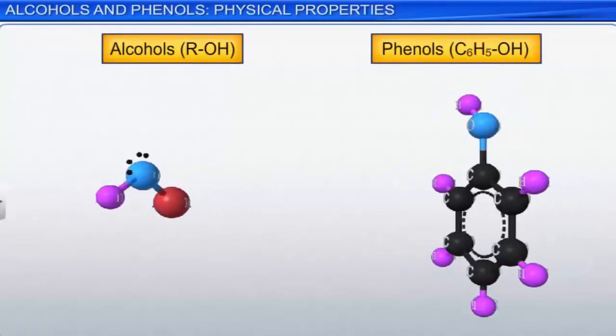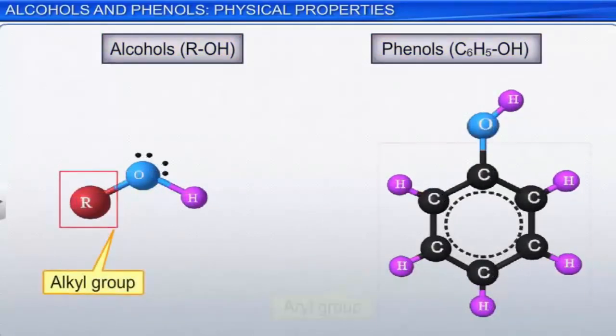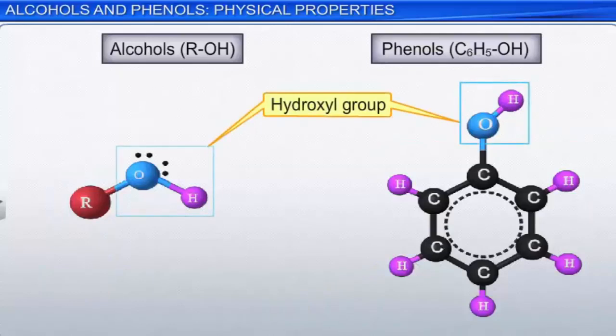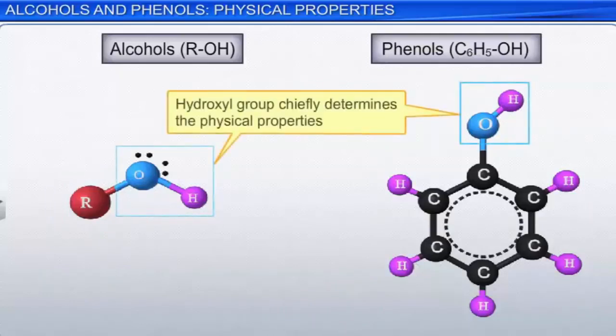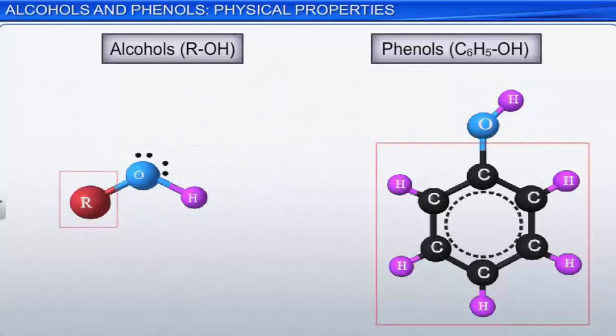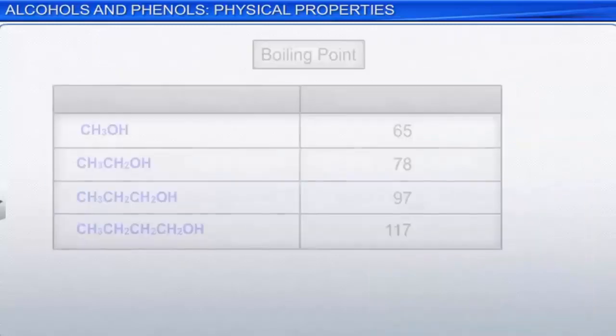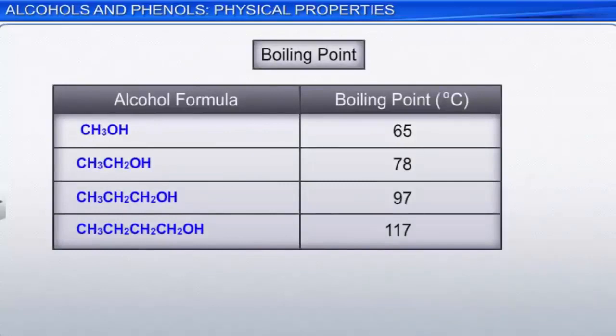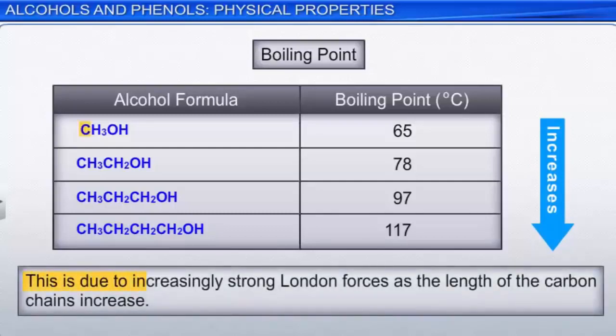Alcohols and phenols consist of two main parts: an alkyl or aryl group and a hydroxyl group. The hydroxyl group chiefly determines the physical properties of the alcohols and phenols. The nature of the alkyl or aryl group does modify these properties to some extent. The boiling points of both alcohols and phenols increase as the length of the carbon chain increases, as shown in the table here for some primary alcohols. This is due to increasingly strong London forces as the length of the carbon chains increase.